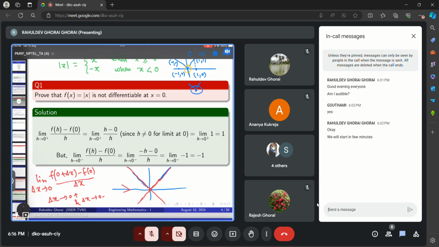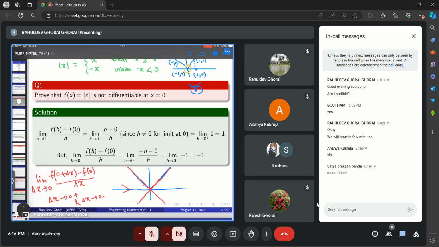Any doubt in this geometrical interpretation? Everything okay? Okay, yeah. Satya Prakash said no doubt.